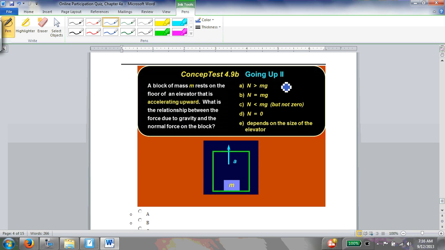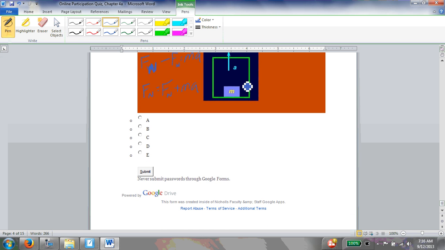All right, the same situation, but what if it's accelerating upward? Well, let's say the normal force, N, minus the weight equals ma. In this case, the normal force will equal the weight plus the mass times acceleration. So you see that the normal force then is greater than mg. This is like you're going up in an elevator and you feel that sort of pull down on you. That's because the normal force is greater because you're accelerating upward.